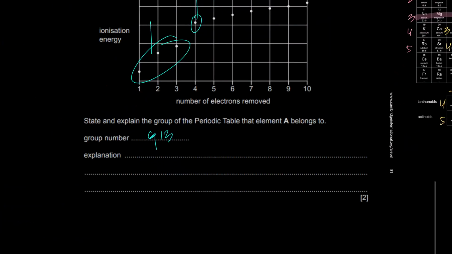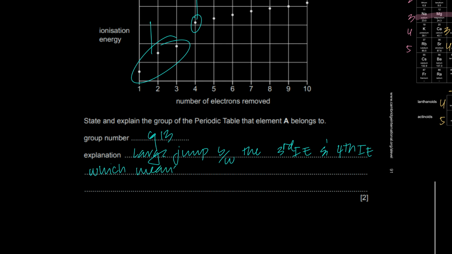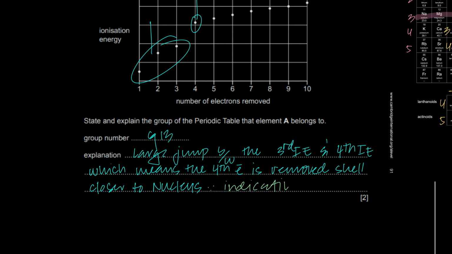So what's the explanation? Well, the explanation is pretty simple. There's a large jump between the third and the fourth ionization energy, which means that the fourth electron is removed from a shell closer to the nucleus, and therefore indicative of the fact that there are 3 electrons in the outermost shell.